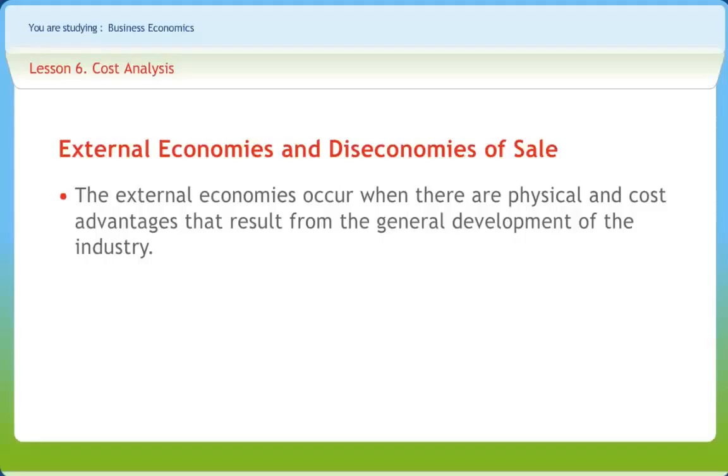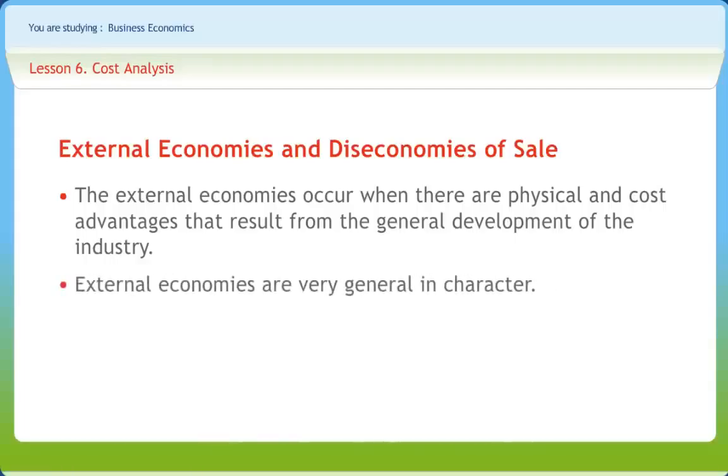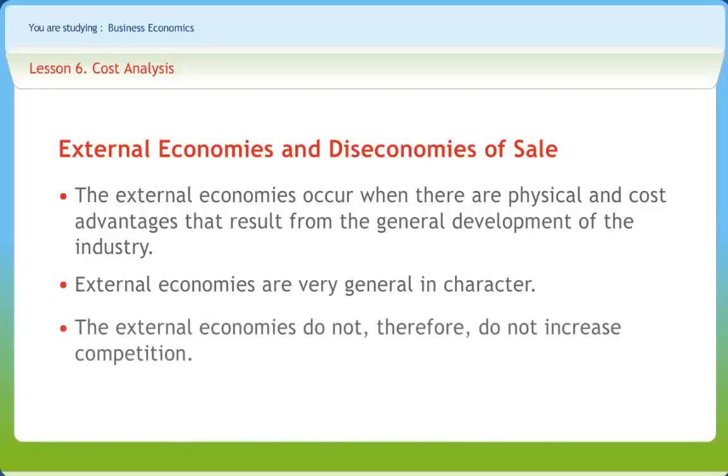In such cases, special technical schools for training skilled labor are established. Research institutions are set up, equipment manufacturers build their plants, ancillary units grow in numbers. There is an interchange of technical information and ideas that go through both formal and informal channels. Such external economies are very general in character, and therefore all firms within the industry have equal access to them.